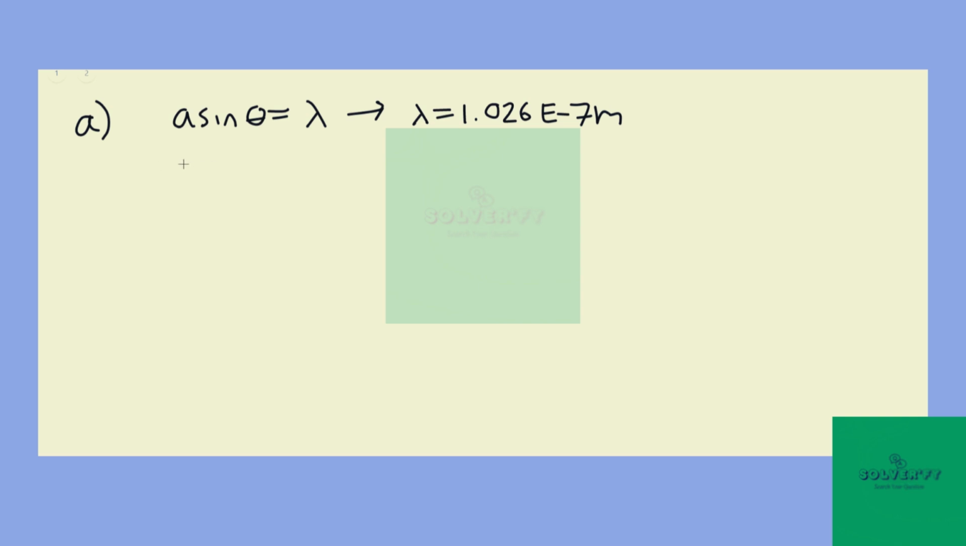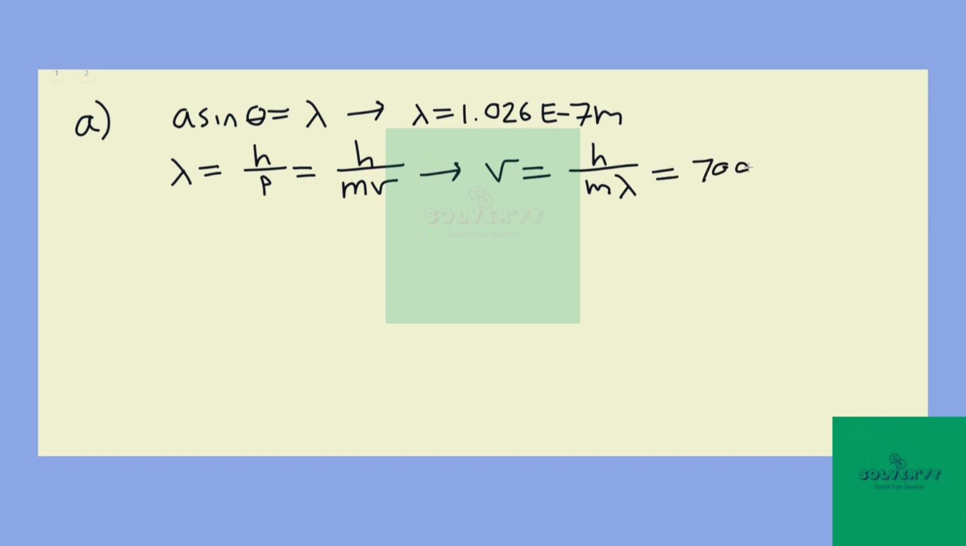With that done, we can simply use the definition of a de Broglie wavelength, h over p. Assuming that these aren't relativistic, we can use the simple expression for momentum, mv, and we can rearrange to isolate the velocity v. It comes out to be h over m lambda. So when we plug in numbers, we have a result of 7,096 meters per second. So these electrons are pretty fast.